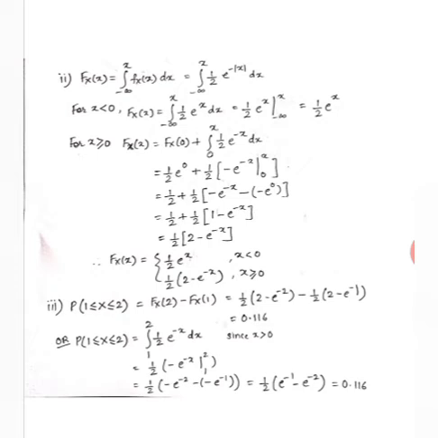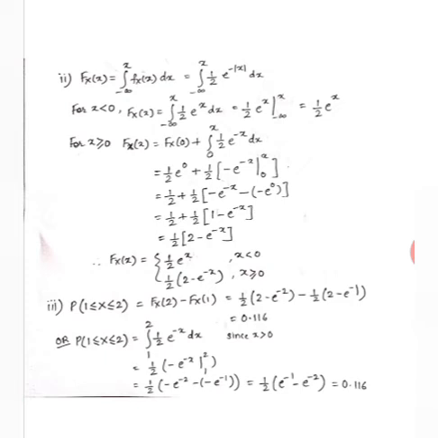Now let's say again that we had not calculated Fx of x beforehand and we needed to solve this problem. In that particular case, we would have put it as an integral. So probability 1 less than or equal to x less than or equal to 2, we would have put the integral with limits 1 to 2 of k into e raised to minus x dx. Now since x is greater than 0, the modulus of x would be x, giving e raised to minus x, and k value is half, that is what we have calculated.